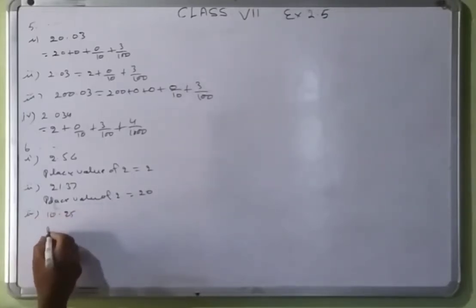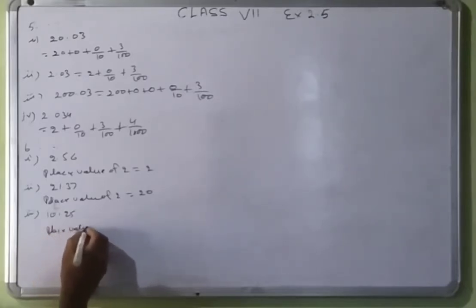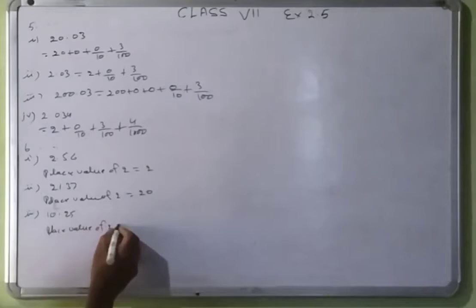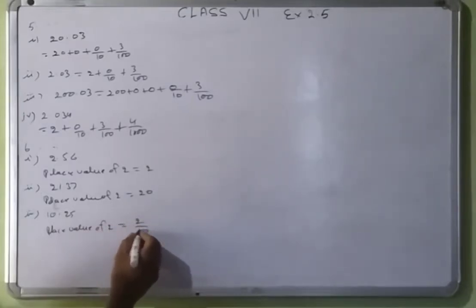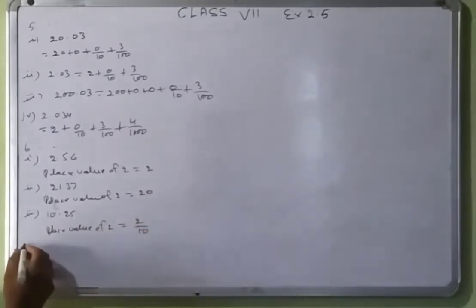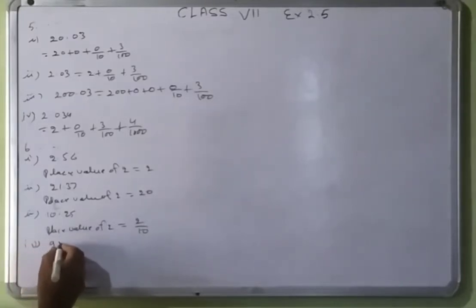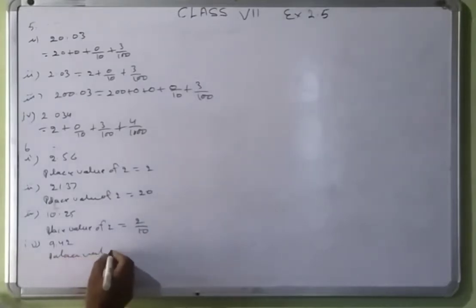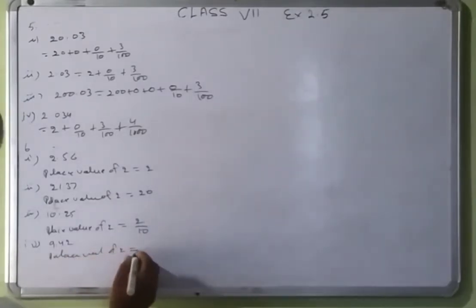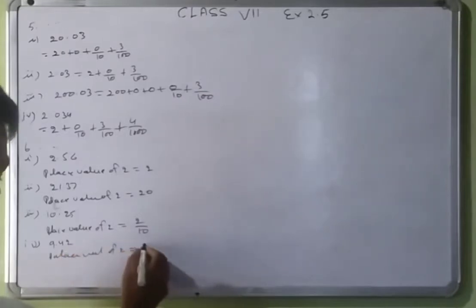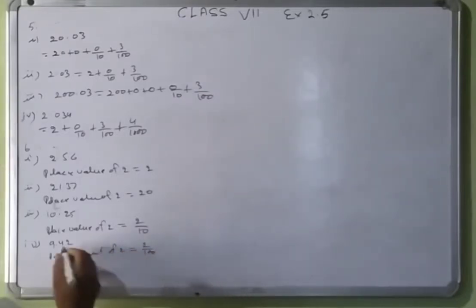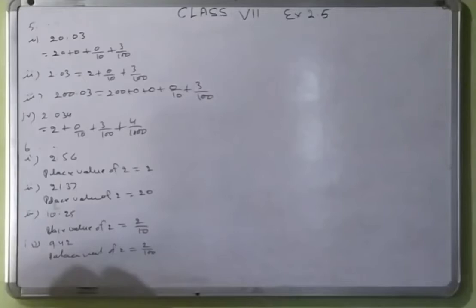And then 10.25. So the place value of 2 is equal to 2 upon 10. That will be the fourth part, 9.42. So the place value of 2 is equal to 2 upon 100. After the decimal you are looking, that is the second digit.